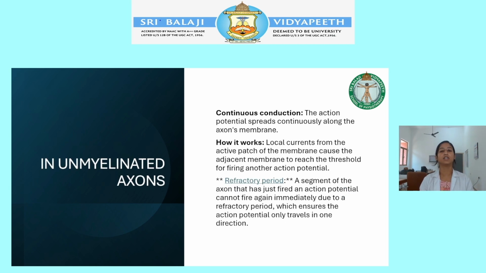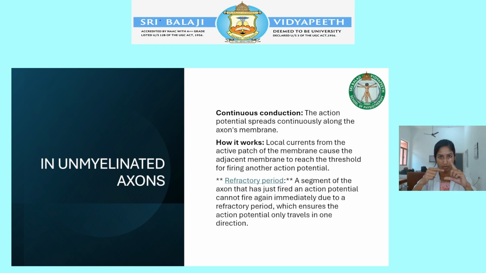Now we will discuss the unmyelinated axons. An unmyelinated axon works like this: when you give a local current to a cell membrane, that cell membrane asks the adjacent membrane to reach the threshold value. When this adjacent cell membrane reaches the threshold value, there will be a firing of the action potential.